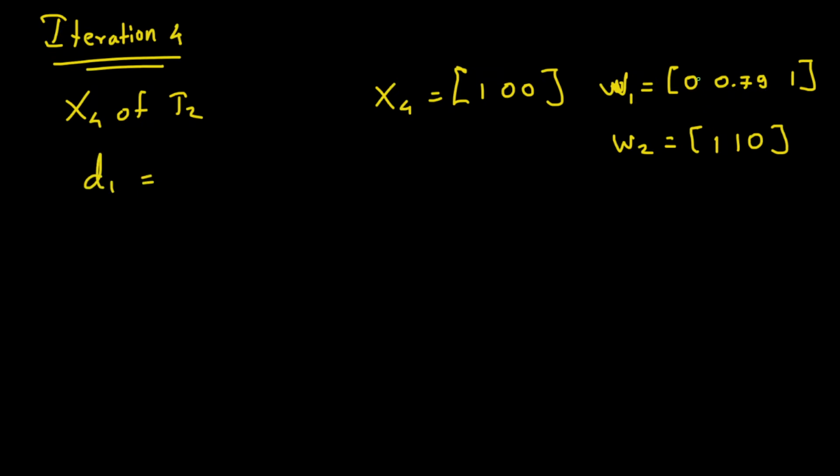The way to calculate the distance is you look at the W1 and distance between x, which is 0 minus 1 square plus 0.79 minus 0 square plus 1 minus 0 square, and if you square and add them, you're going to end up getting 2.6241 for this. And then D2, you look at the distance between W2 and x4, which is 1 minus 1 square plus 1 minus 0 square plus 0 minus 0 square, so which is going to be just 1.